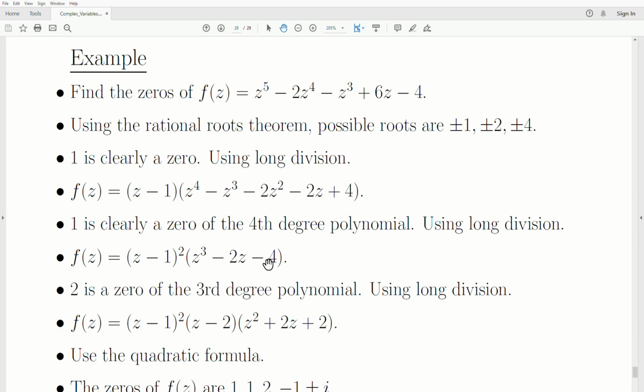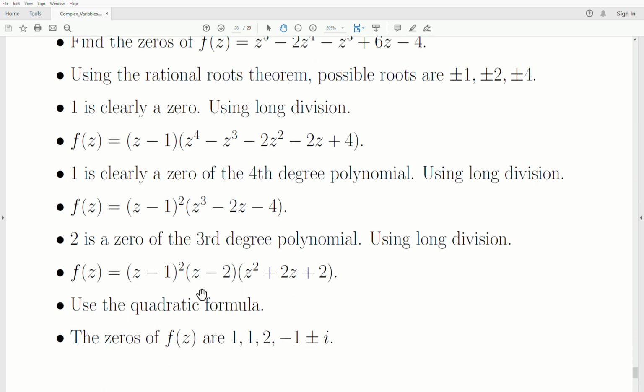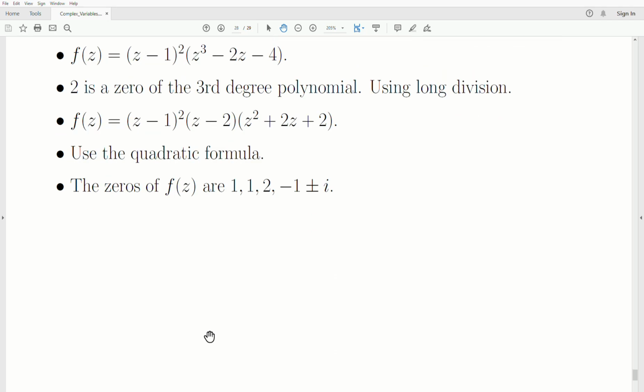Then the rational roots of this are the same, plus or minus 1, 2, or 4, and you can show that if you plug in 2, you get a zero of this 3rd degree polynomial, and we use long division, we get this. Now this is a quadratic equation, and the previous video in this playlist is the quadratic formula, so we can use it and we get minus 1 plus or minus i as the roots of this quadratic. So the zeros of this equation are 1, 1, 2, minus 1 plus i, and minus 1 minus i.